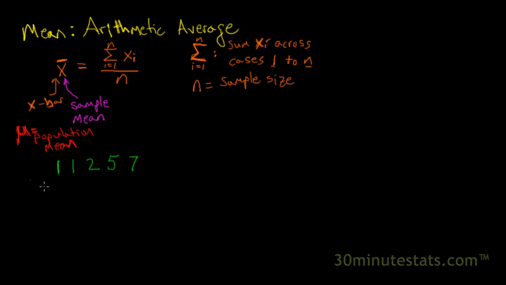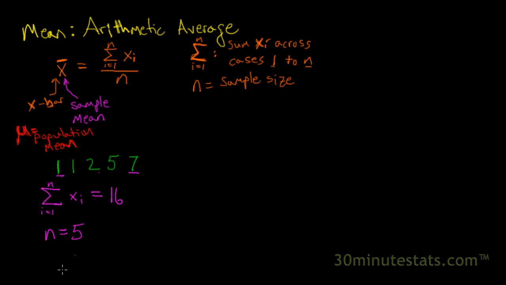We would say, okay, the sum from i equals 1 to n, in other words, from the first observation to the nth observation of the xi's, is going to be 1 plus 1 is 2, plus 2 is 4, plus 5 is 9, plus 7 is going to be 16. Then we need to know what our sample size is, lowercase n, and that's just the count of observations here. So 1, 2, 3, 4, 5 observations.